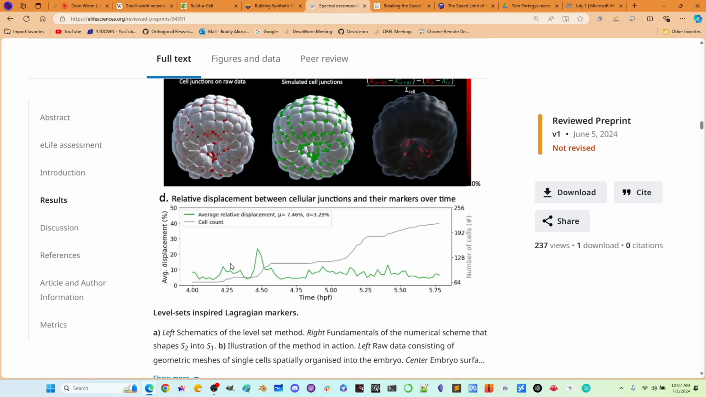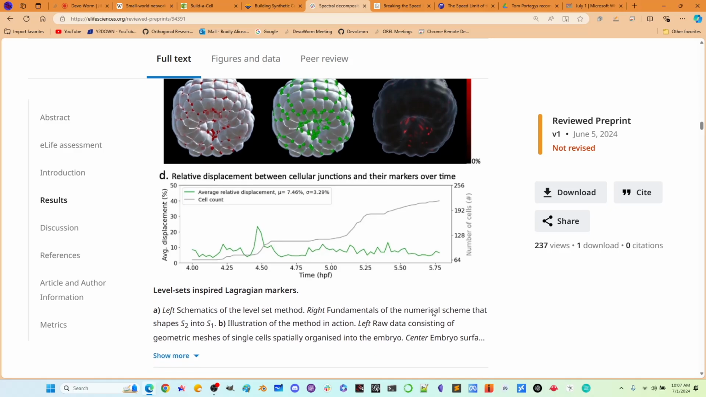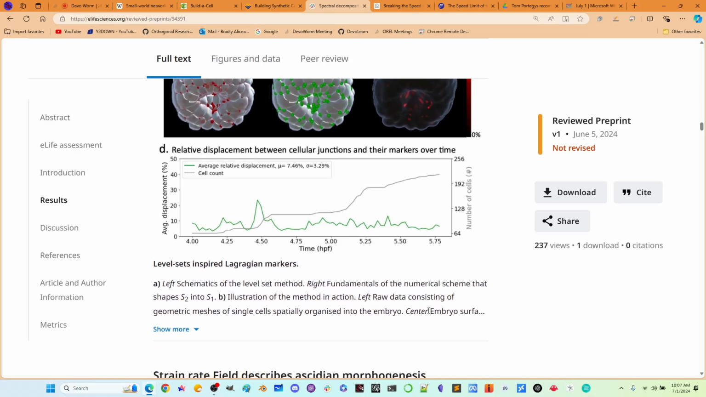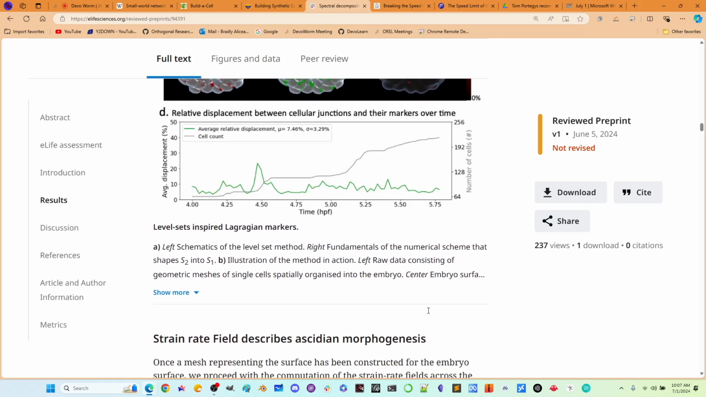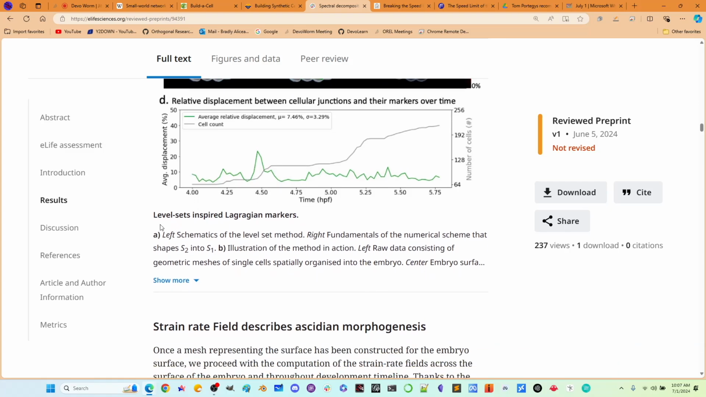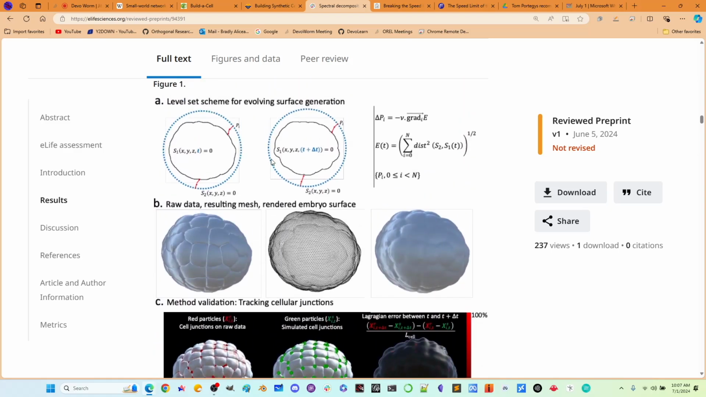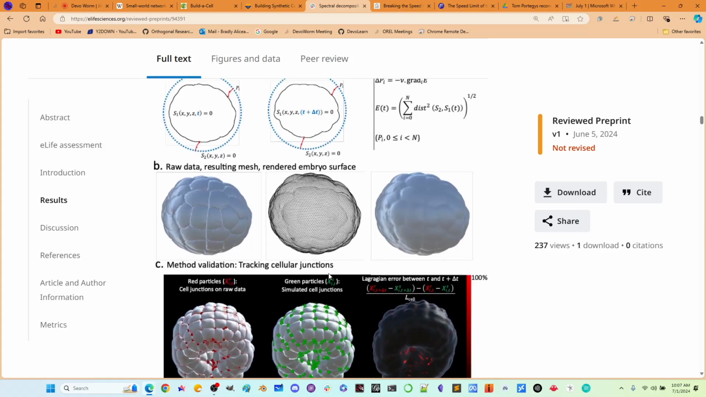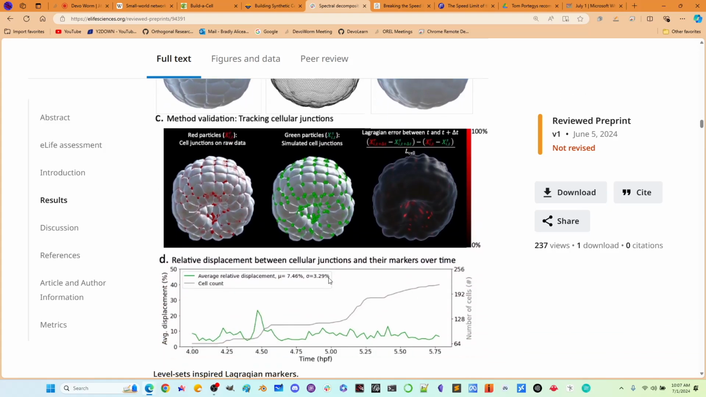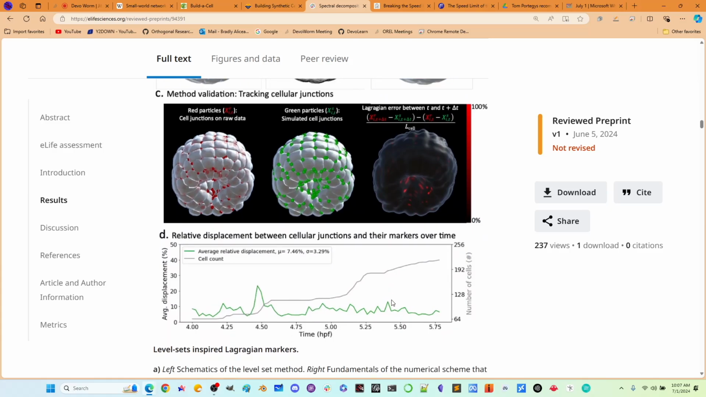So you get these interesting signatures that are maybe something to follow up on later. So you get some really interesting findings out of these kind of models. These are what they call level set inspired Lagrangian markers, and that's what they're doing up at the top. And then they're applying a mesh, and then they're able to both observe things from the data and simulate these things. And then they're able to find the Lagrangian error, which gives us these kind of graphs.